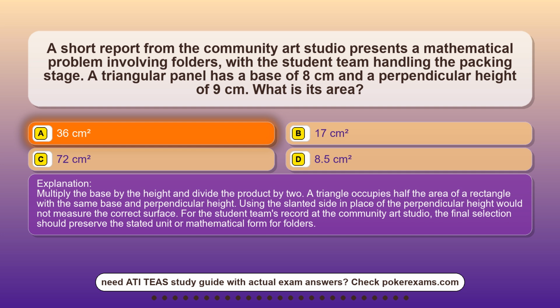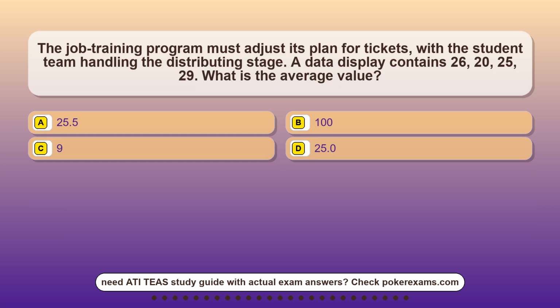For the student team's record at the Community Art Studio, the final selection should preserve the stated unit or mathematical form for folders. Question 24. The job-training program must adjust its plan for tickets, with the student team handling the distributing stage. A data display contains 26, 20, 25, 29. What is the average value?